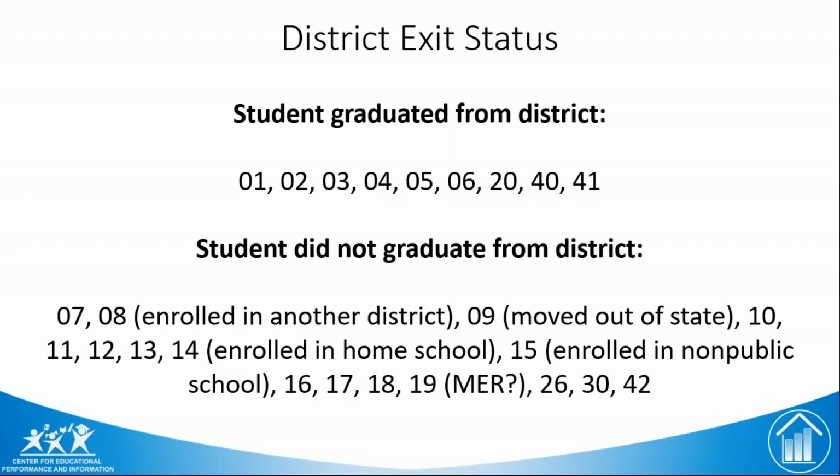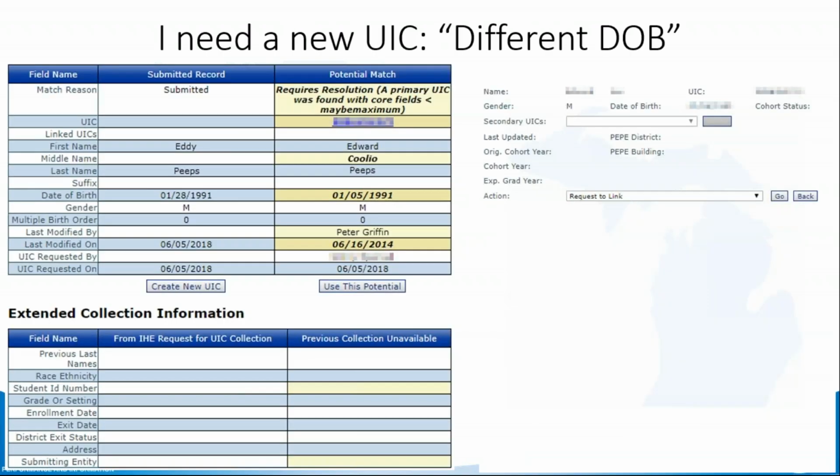Oh, thanks, Rachel. Yes. So another common UIC situation is maybe you have Eddie Peeps at your institution. He's got a birth date of 1/28/1991 in your own system. And hey, we have Edward Coolio Peeps. He was submitted by a K-12 entity. But that birth date's different, so that can't really be mine. You might pull up the UIC information and see that, yep, there's no supporting background information, so I'm just going to request a new UIC because I don't have enough information to support that.